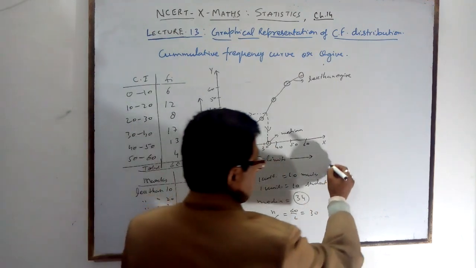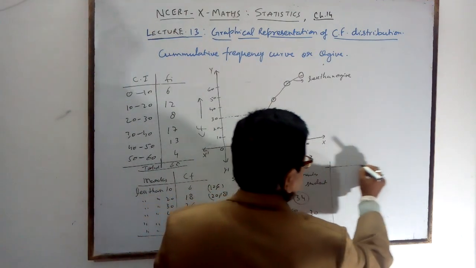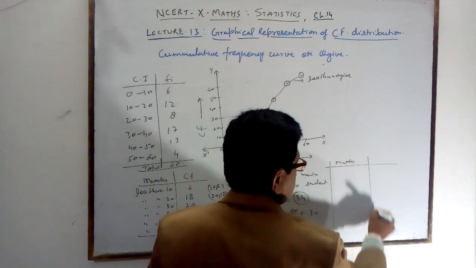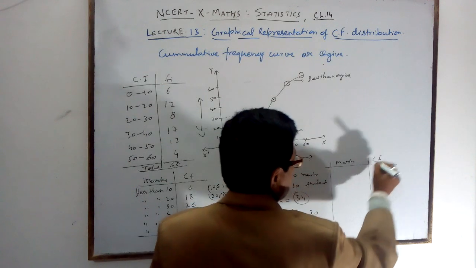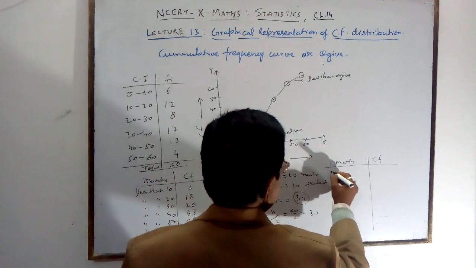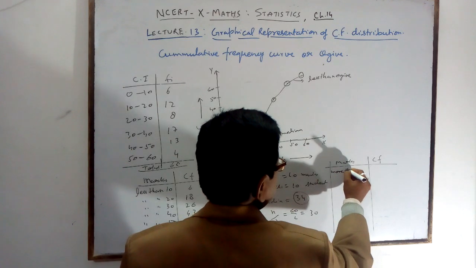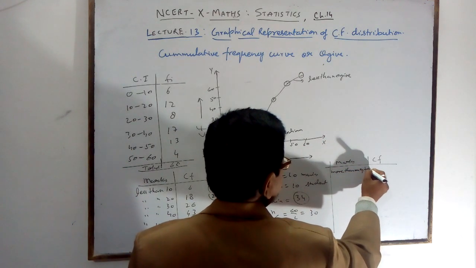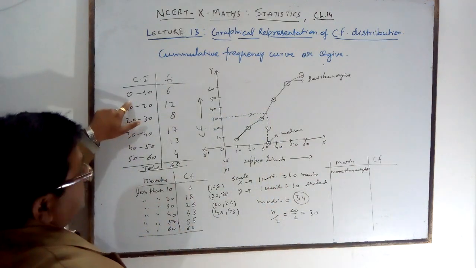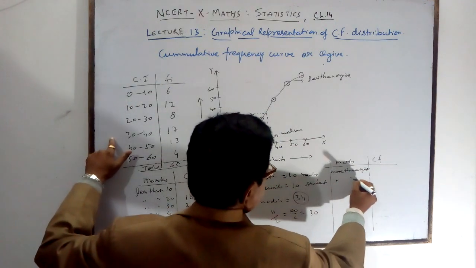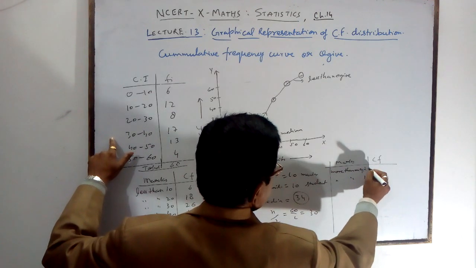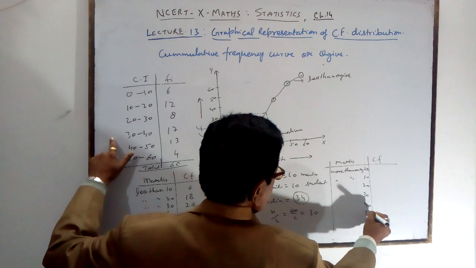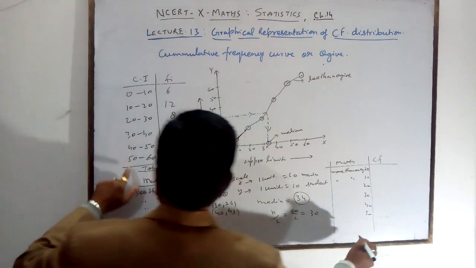More than graph is what? More than type. One graph will be made for more than or equal to. Here marks and here CF. What are the marks given? More than or equal to the lower limit. More than or equal to 0. More than or equal to 10, 20. Here you are getting 0, 10, 20, 30, 40, 50. The last one is 50.